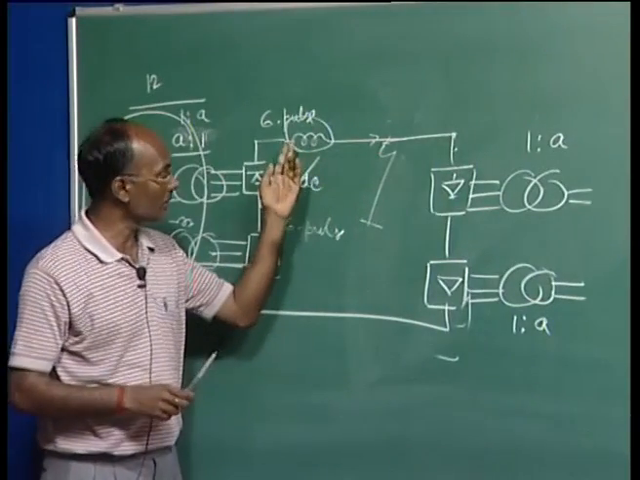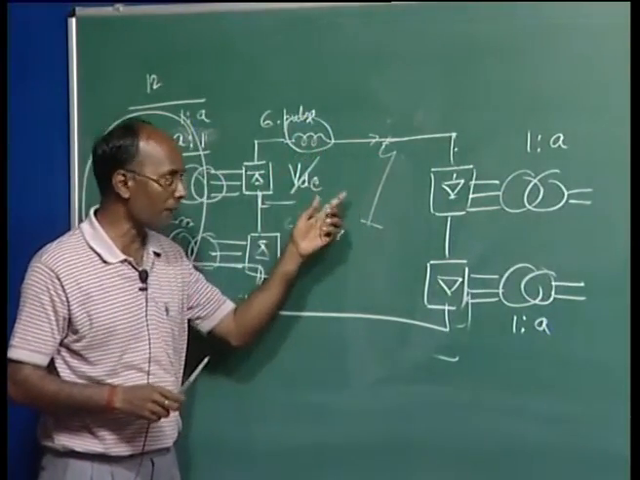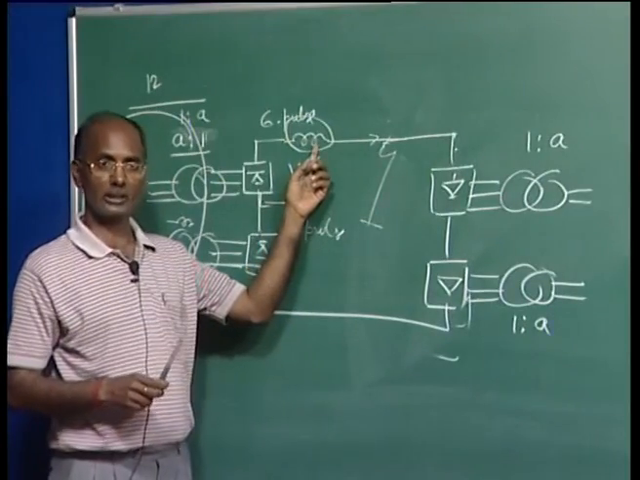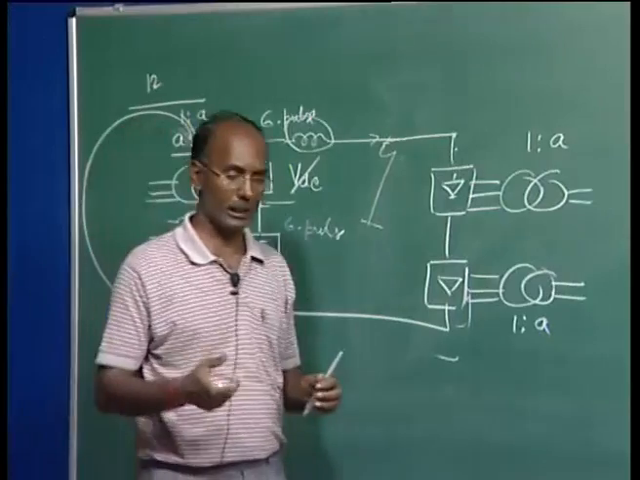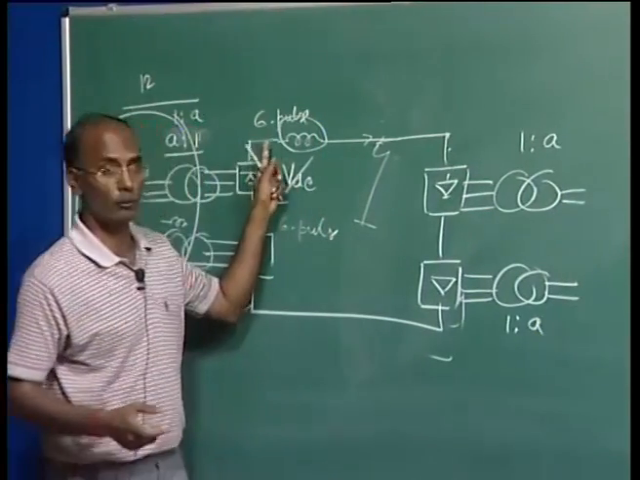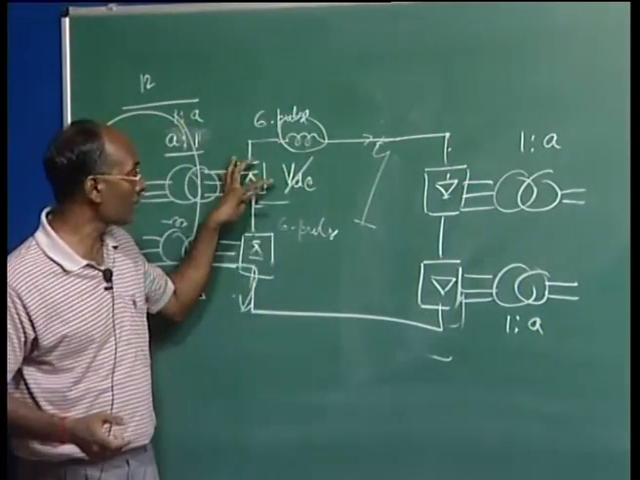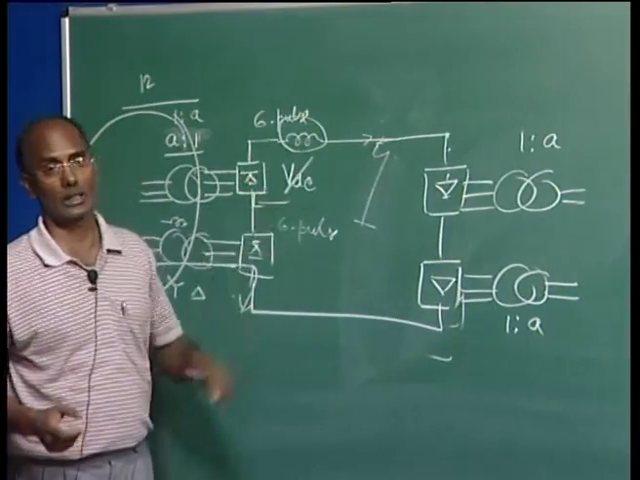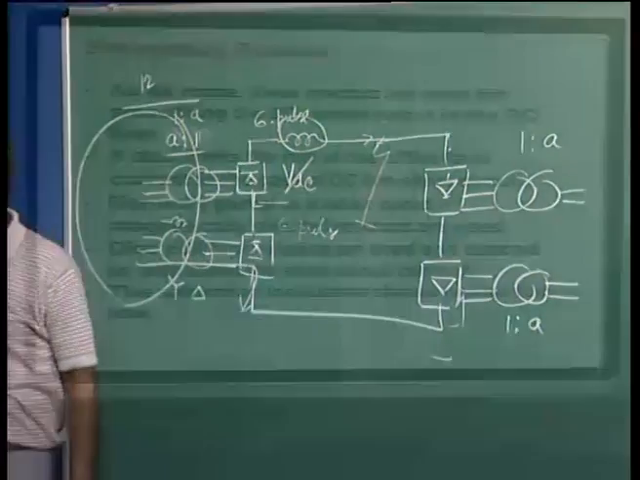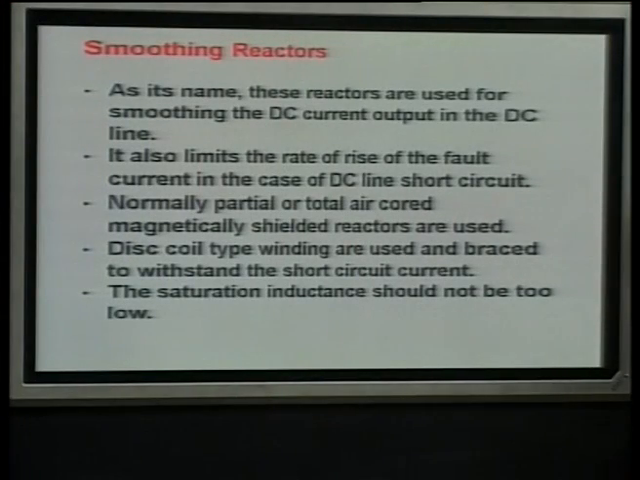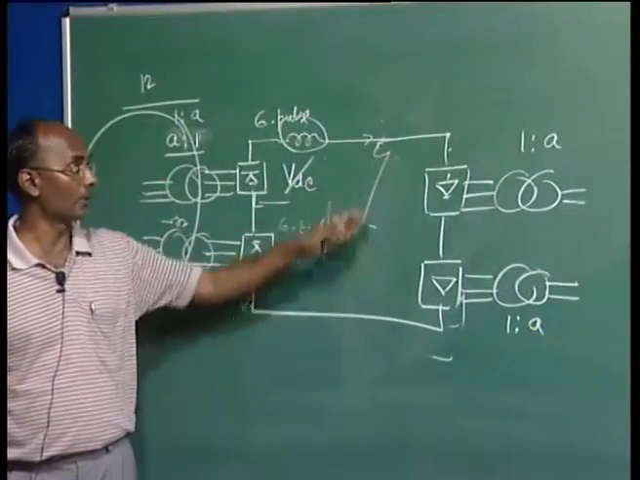And due to this limitation, the current will rise, of course, because this will work as a short circuit in the steady state, but by that time the converter control will take action because it will see more current is flowing and it will try to operate this valve in such a fashion as to reduce the current here. But in the beginning it is required. So this smoothing reactor also provides some sort of safety for the fault current which happens from line to ground or line to line.